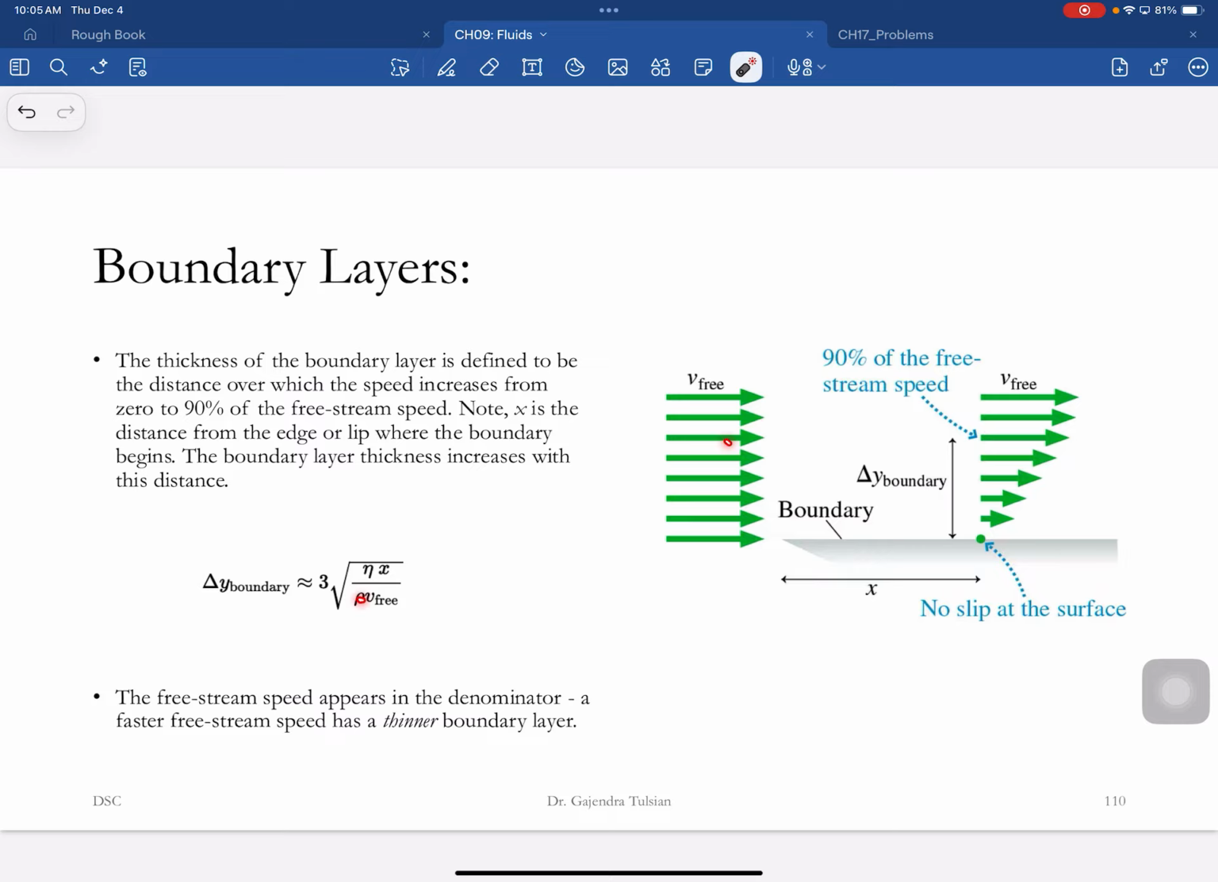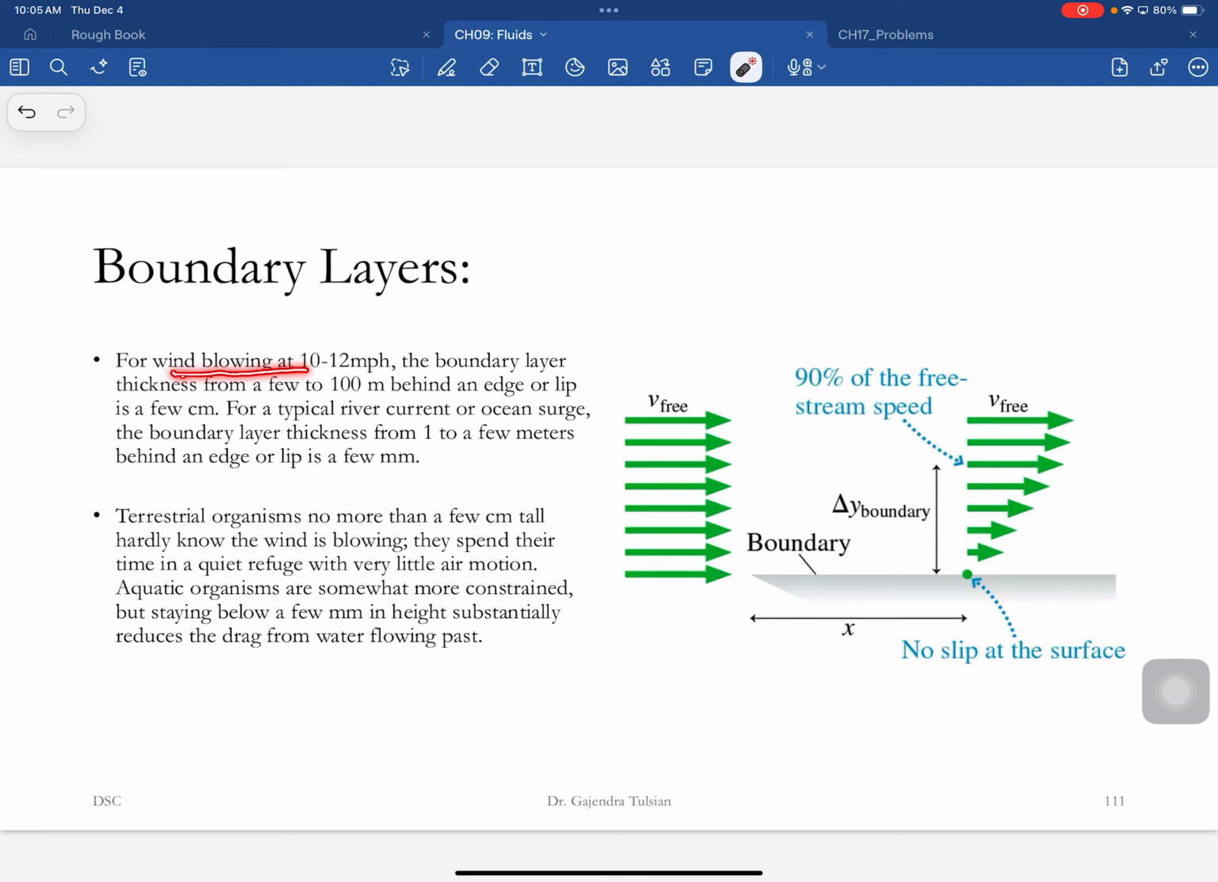The density of air is much smaller than the density of water. The density of water is about 1,000 times greater. And this is the free flow velocity. So if the wind is blowing harder, the boundary layer is smaller.